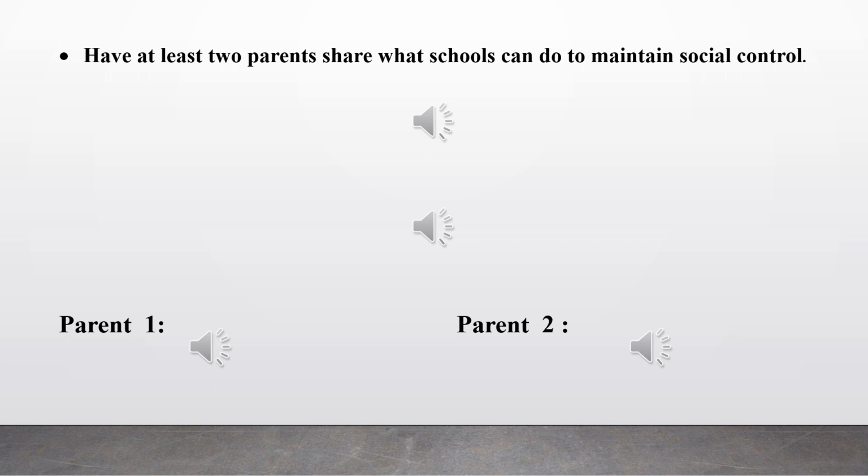One way a school can maintain social control is by teaching kindness and empathy, where they can encourage schools to incorporate empathy and kindness education into the curriculum. So this can help to foster a positive and inclusive school environment where students are respectful and considerate towards one another.